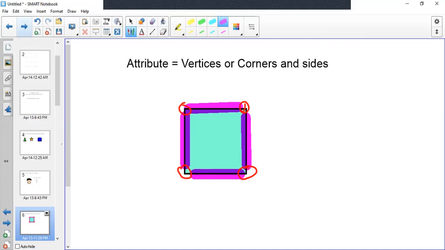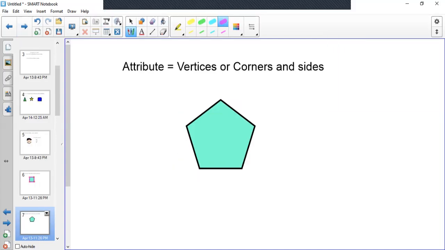Let's move on to another shape. Okay, so right now we're looking at a what? Exactly, this is a pentagon. Let's look at the attributes of a pentagon. How many vertices and sides does a pentagon have? Let's identify. Let's identify the vertices. Here we go.